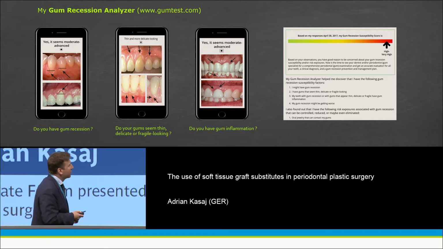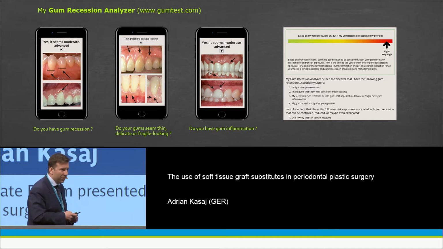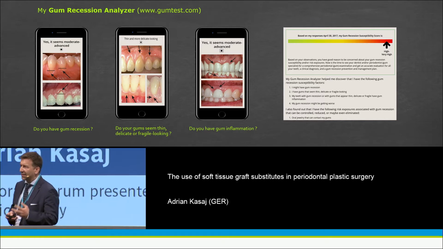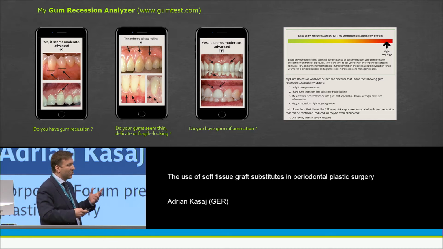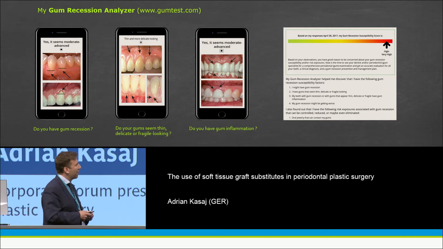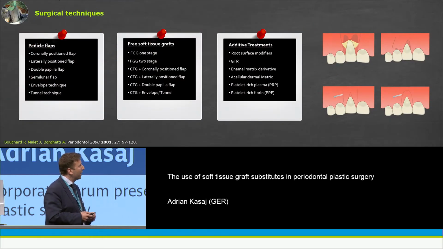Meanwhile, we also have some online-based self-screening tools, so the patients can look: do I actually have gum recession? What kind of biotype do I have? Do I have inflammation? Then they get a gum recession susceptibility score and are advised to see their dentist or periodontist. So this is some kind of improvement for our patients.